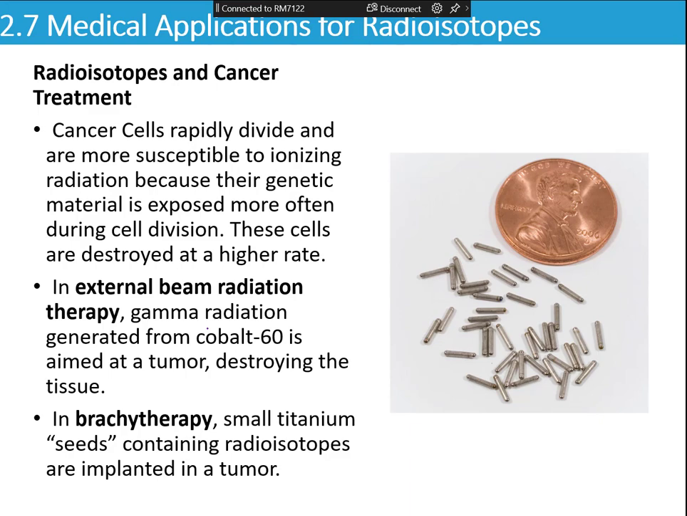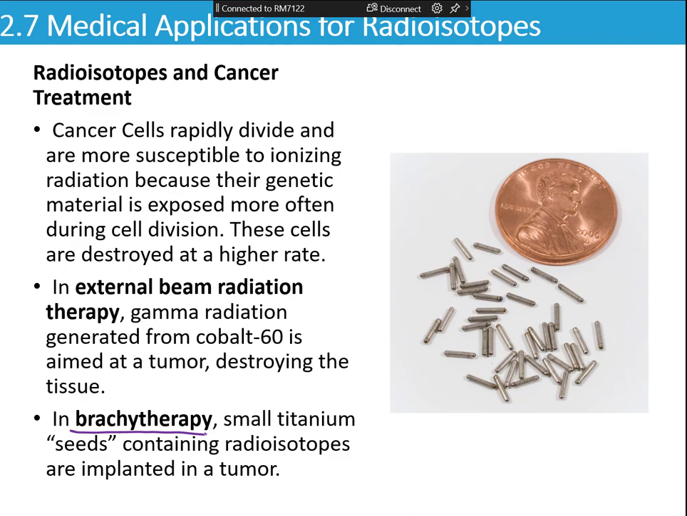So they'll treat the area where the mole was and then surrounding skin areas just in case there's been any spread. There is even what they call brachytherapy, where they actually implant seeds that contain a radioisotope directly into a tumor. So this is a common way that they treat prostate cancer. So these seeds, and when you look at the size, these look like little tiny pencil leads. That's how small they are. There's the size of a penny, just so that you have a comparison.